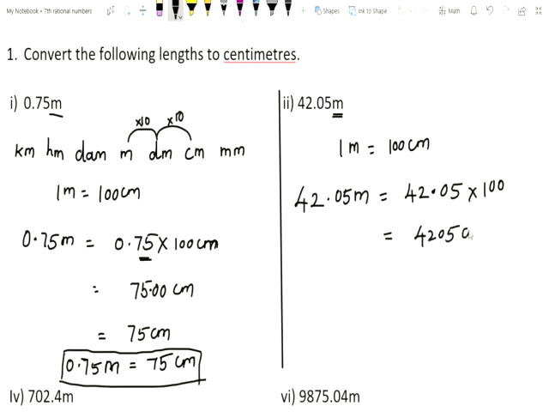So what you will get? 4205. While multiplying by 100, 2 zeros were added. Now see the question. How many decimal places are there? 2 decimal places. Just keep the decimal here. So what are you getting? 4205 centimeter. So what is the answer, children? 42.05 meter equals 4205 centimeter.